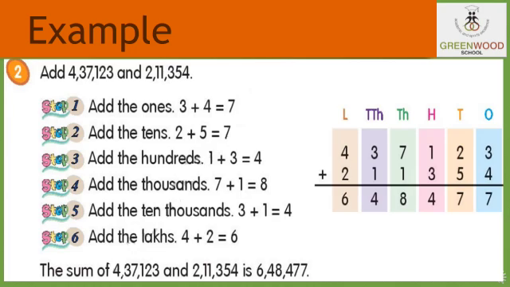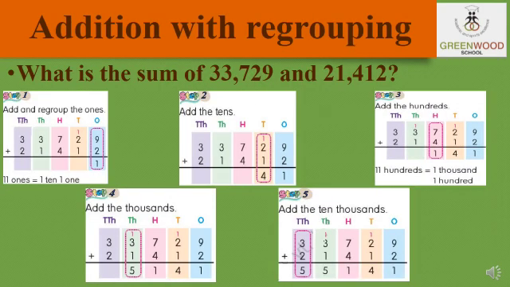Step 2, add the tens. 2 plus 5 equals 7. Step 3, add the hundreds. 1 plus 3 equals 4. Step 4, add the thousands. 7 plus 1 equals 8. Step 5, add the 10,000s. 3 plus 4 equals 7. And the last, step 6, add the lakhs. 4 plus 2 equals 6. Therefore, our answer is 6,48,477. Our next topic is addition with regrouping.